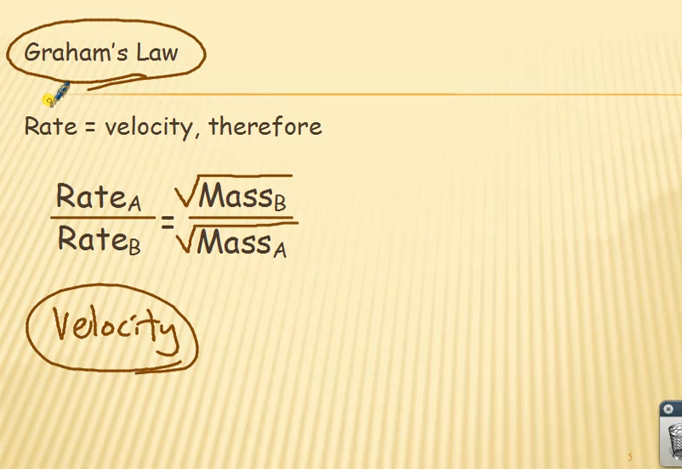The velocity of gas A compared to gas B is equal to the inverse square root of their masses.